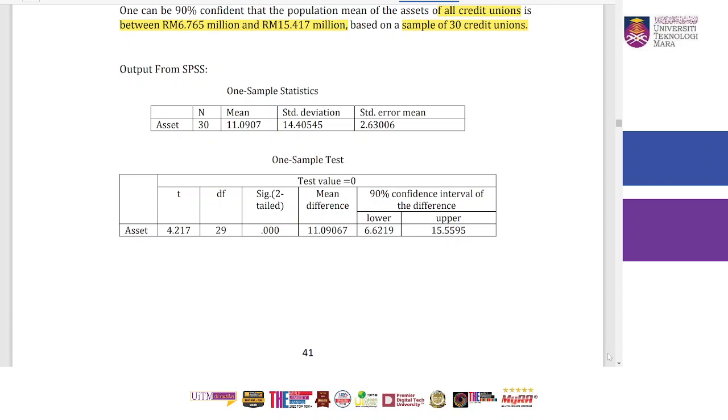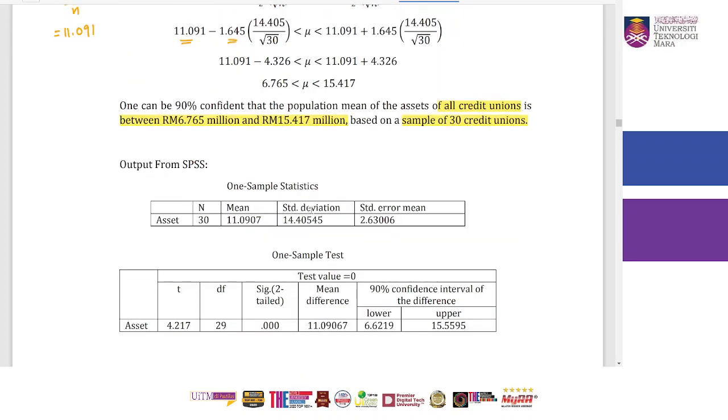Okay, you can also get this information from the SPSS. So, this is how you get the SPSS output. So, macam mana kita nak dapatkan dia punya upper and lower limits. Okay, so if you want to get the confidence interval, kat sini dia bagilah dia punya mean, so you can get the mean. So you have the mean to be 11.0907, so ni daripada output SPSS. And then the standard deviation tadi dia dah bagi, 14.405.